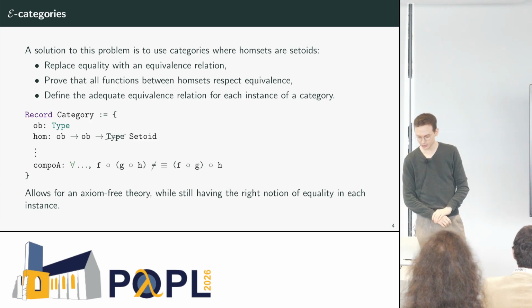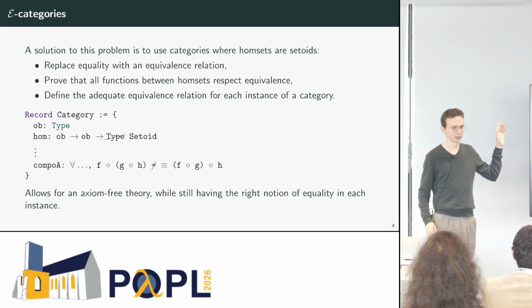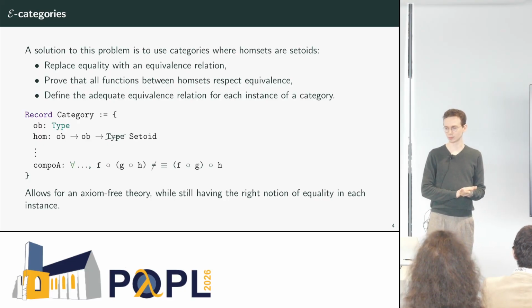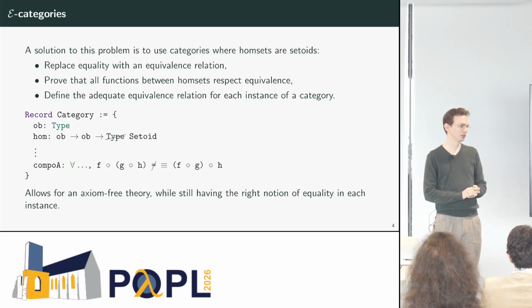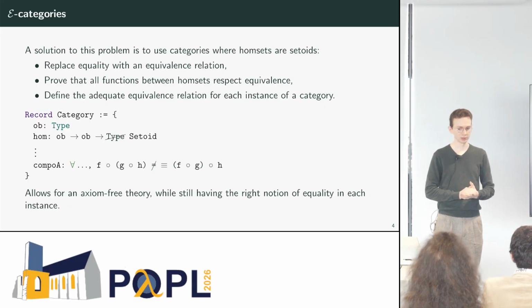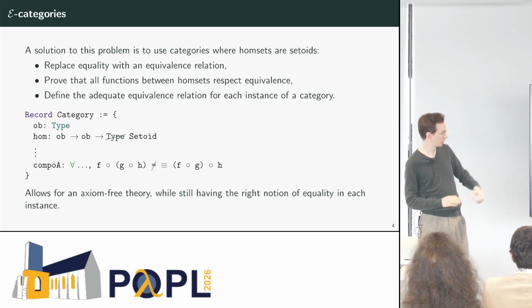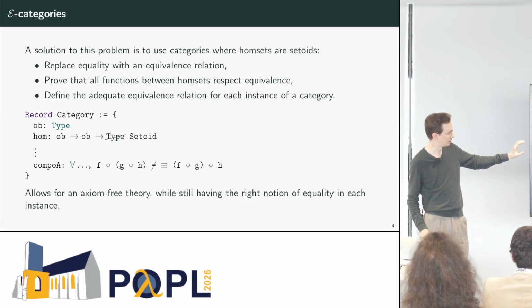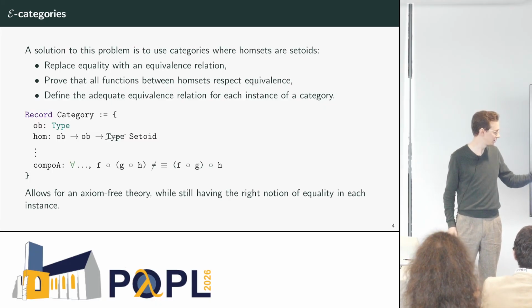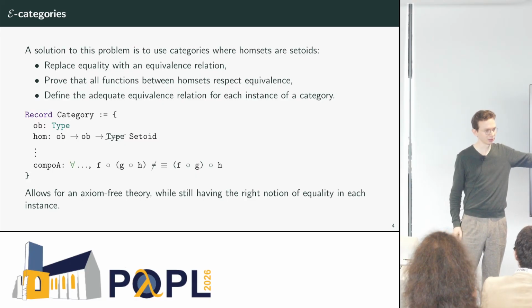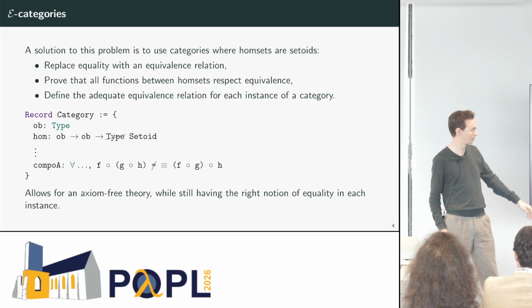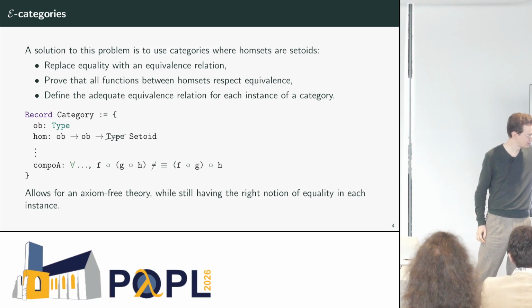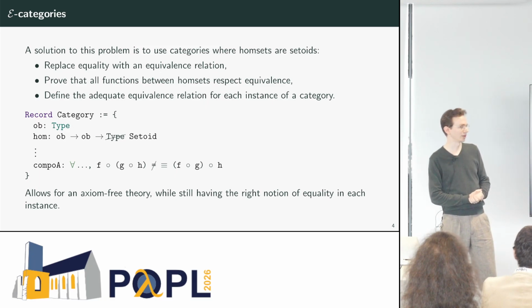So the solution to that is to use what is called e-categories, which rely on setoids. So instead of having equality, you have an equivalence relation. And so you change your definition of category to something that would look a bit like this. Instead of having a type for the home set, you have a setoid. And so if you state now some equality like associativity of composition, instead of having equality, you replace it with equivalence.